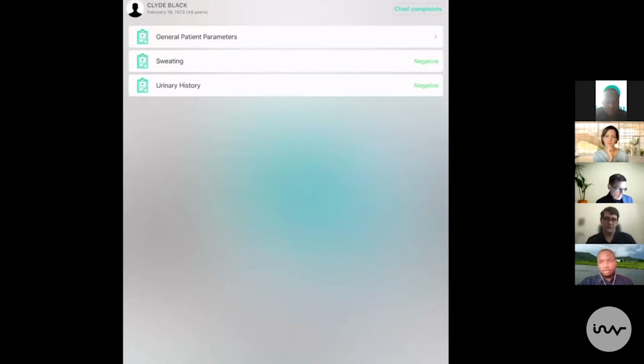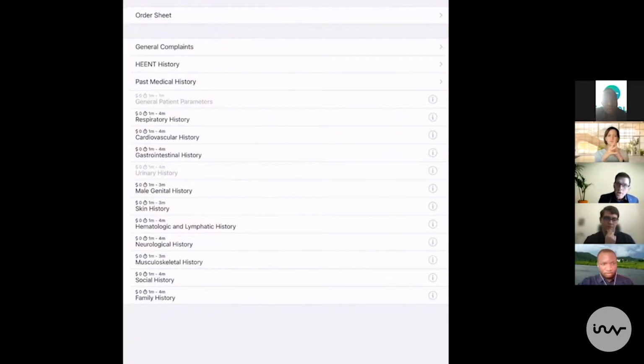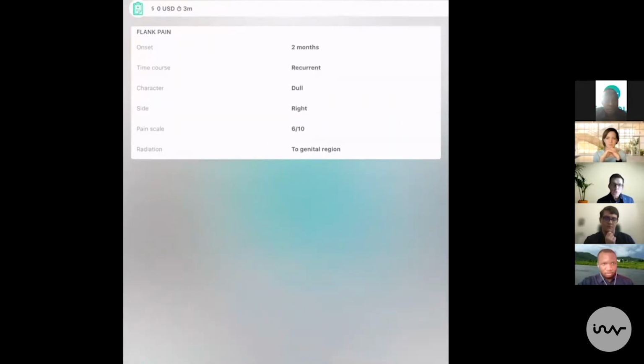Can we check gastrointestinal history? GI history. Yeah, I think these are good ideas because you are locating the pain and trying to figure out which organs are there. In the GI history, we only see some further details about this flank pain, which started 2 months ago. It's recurrent, dull type on the right side, and the intensity is 6 out of 10, so it's intermediate intensity. There is an important piece of information that this pain is radiating towards the genital region.